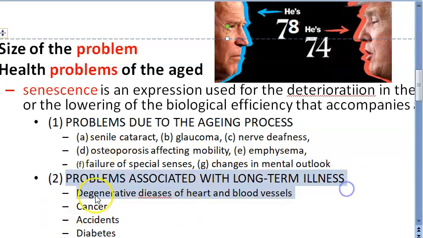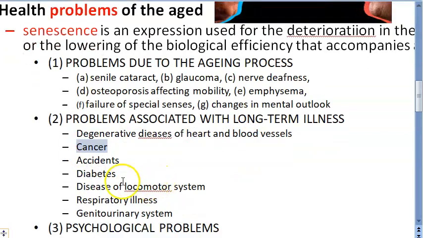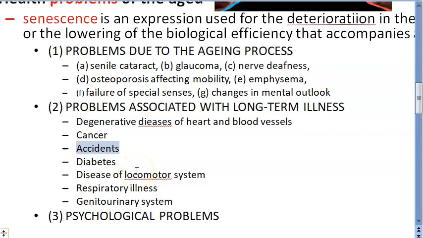And if there is long-term illness, then what exactly happens? There can be degenerative diseases of the heart like atherosclerosis. They can have ischemia, myocardial infarction, right? Cancer, especially breast cancer, prostate cancer. Accidents, they are prone to, because of osteoporosis they are so fragile that they can fracture themselves even at home, like the femur can get fractured easily. Diabetes, they said it's a leading cause of death, actually.